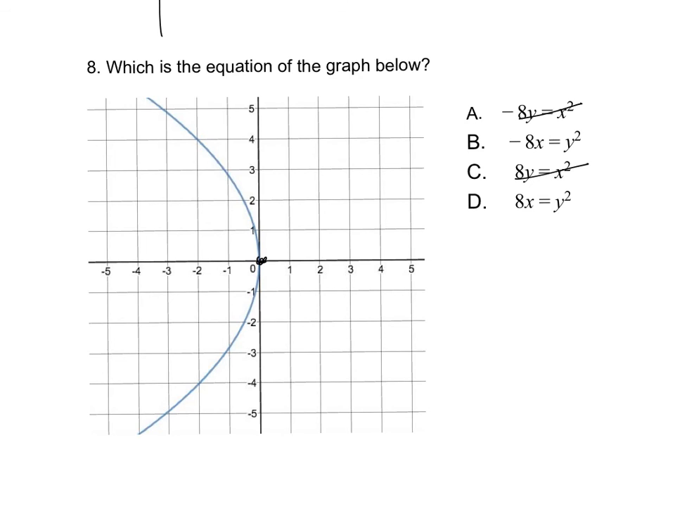But this number, remember, when it's positive, it opens to the right, and when it's negative, it opens to the left. So in this case, this is actually a really easy problem. This would be just -8x equals y squared. You could, of course, also just graph these choices and see which one looked the best. But this one's not really very hard to deduce, just using a little bit of logic.